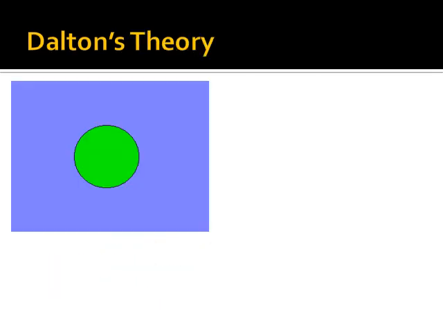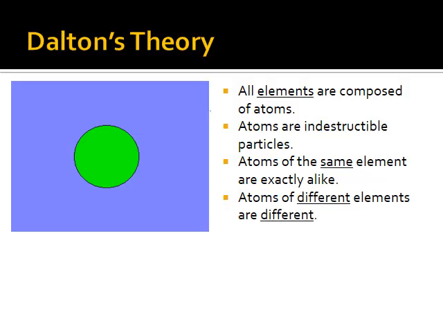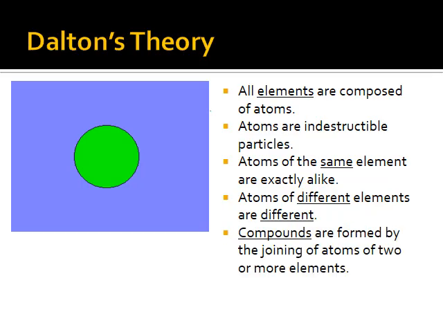Dalton's theory had 5 key parts. He believed that all elements are composed of atoms. Atoms are indestructible particles. Atoms of the same element are exactly alike. Atoms of different elements are different. I know this sounds silly, but at the time it was pretty revolutionary. And compounds are formed of joining 2 or more atoms together of different elements.